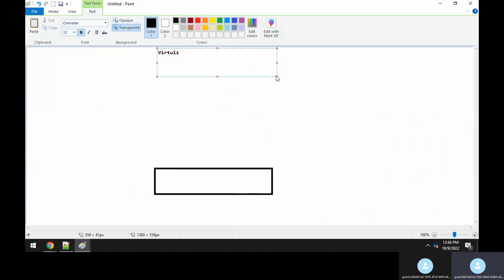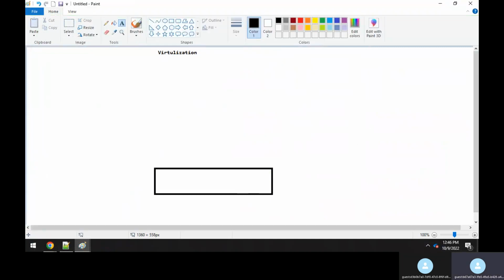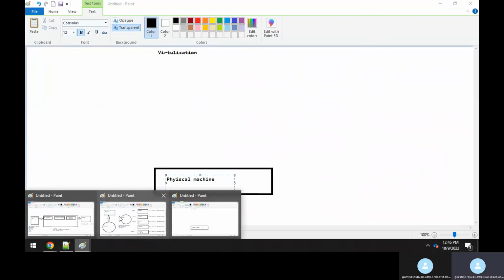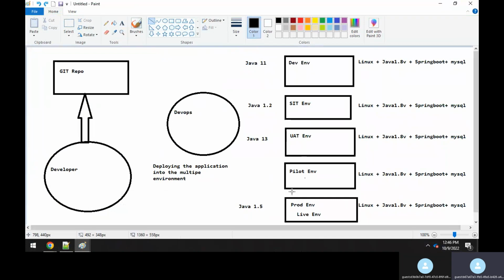So I'm just talking about the virtualization concept here. We have VMware and a physical machine. I'm just trying to tell how these different environments were set up earlier. They were set up with the help of the virtualization concept. We used to create virtual VMs, and through the virtual VMs we used to have all these different environments, like dev environment, SIT or UAT.